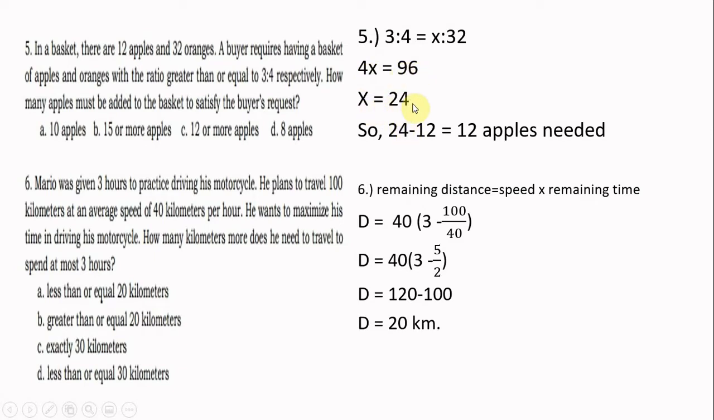Now, we need to have 24 apples, but we already had 12. So what is lacking to get from 12 to 24 is we need 12 more apples.